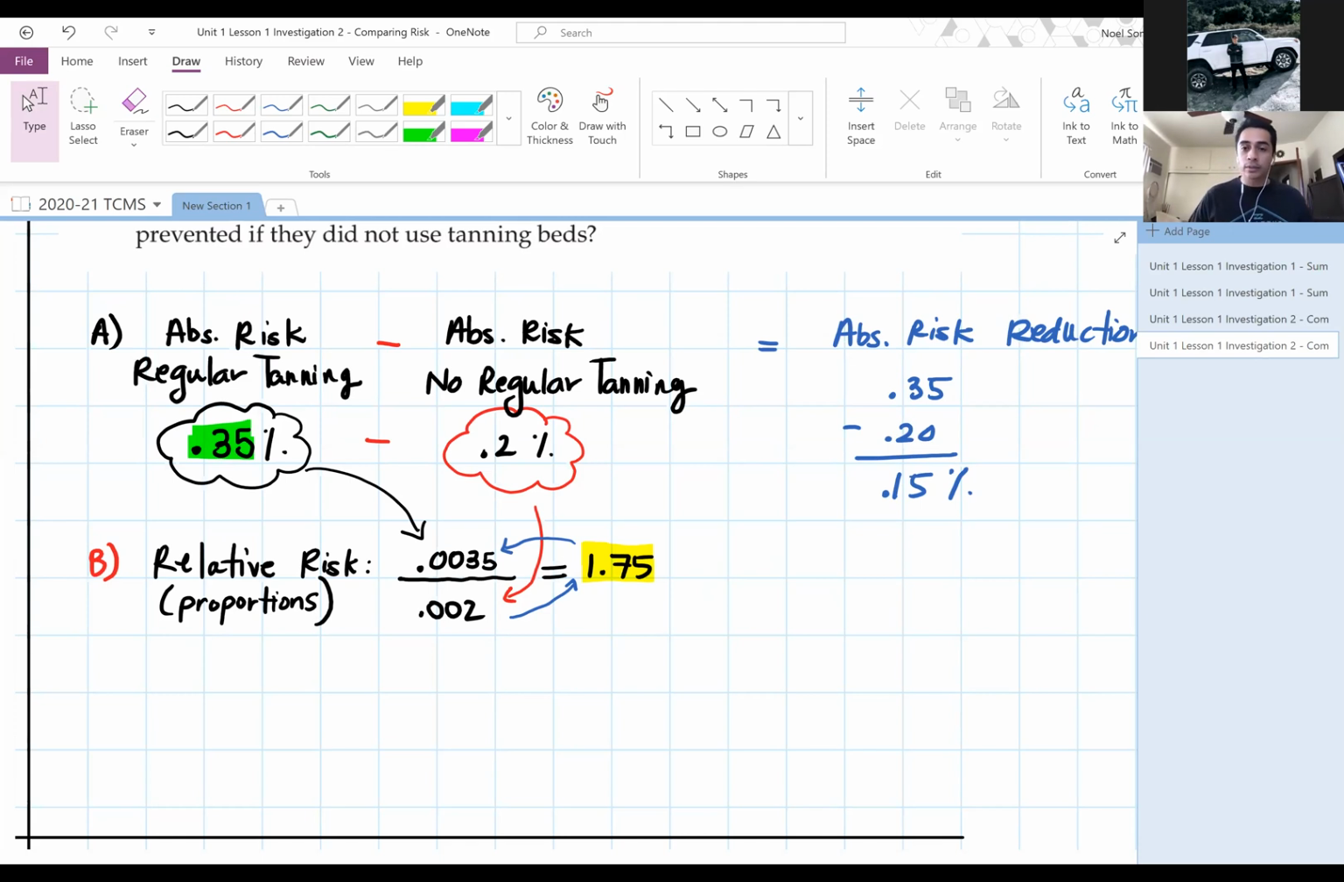It does matter which number is the numerator and denominator. Yes, for relative risk, yes. The bigger number, the larger value, should be the numerator. The smaller value should be the denominator.